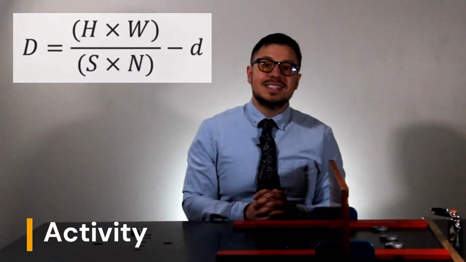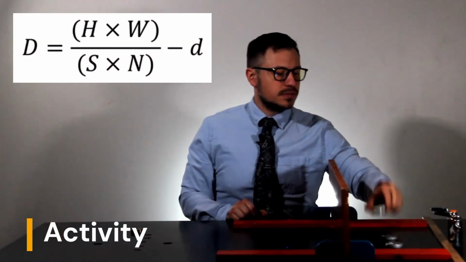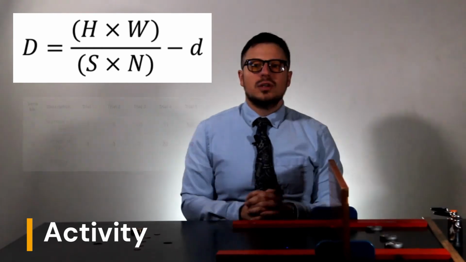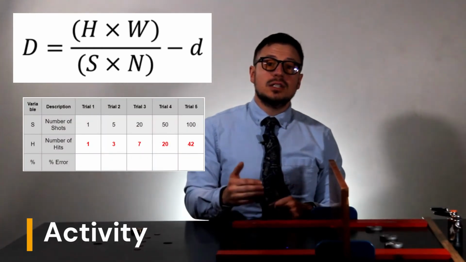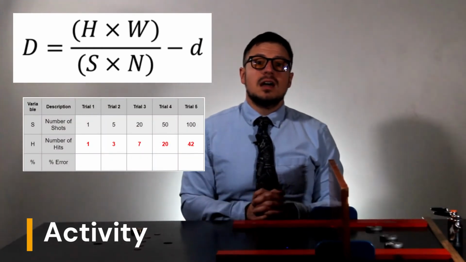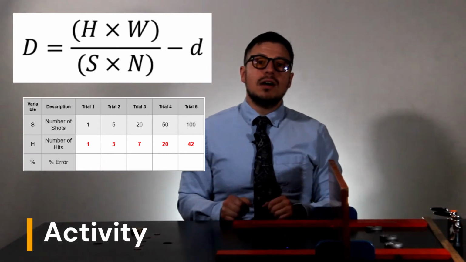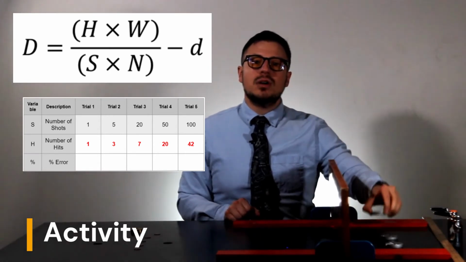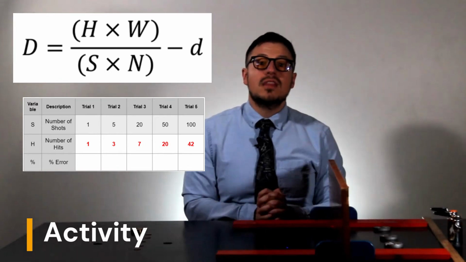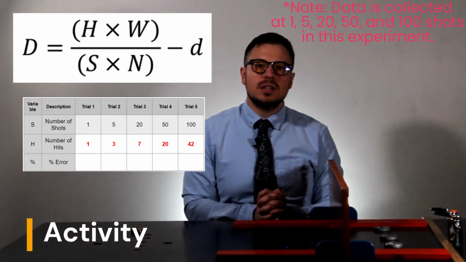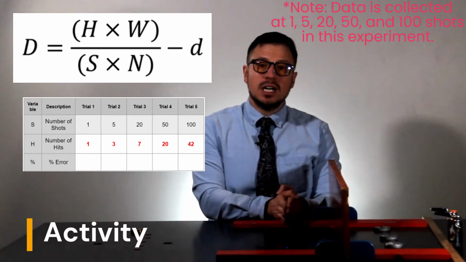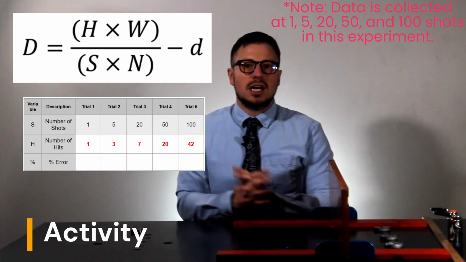So now that we've done that experiment, we can use that equation to calculate the diameter of these masses. You can see here the data that we collected on the 100 shots. Now we can use that data to calculate the diameter of the unknown masses. The calculated diameter should be different for the number of hits at 20 shots, 50 shots, and 100 shots.